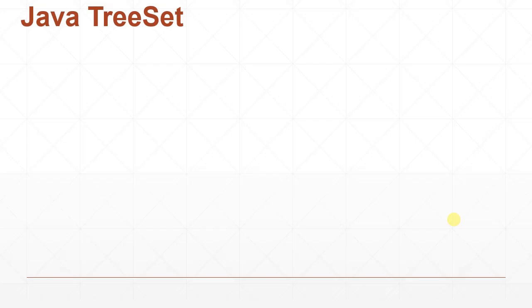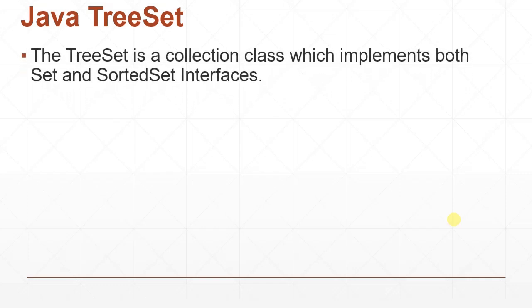TreeSet is the implementation class of the sorted set. There are a lot of other classes, but here we are going to concentrate on TreeSet. TreeSet is a collection class which implements both the Set and SortedSet interfaces. The Set interface functionality we already saw in the HashSet. So the HashSet implements only the Set interface. Here, when we are using the TreeSet, we will explore the SortedSet functionality.